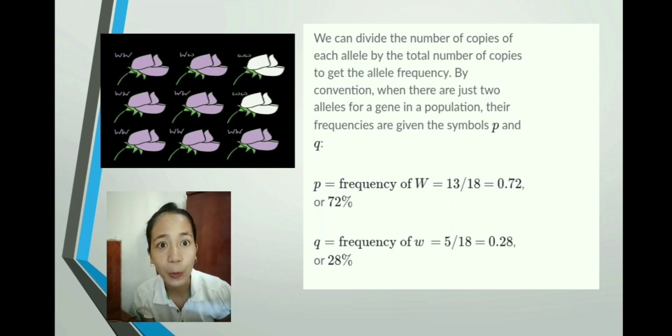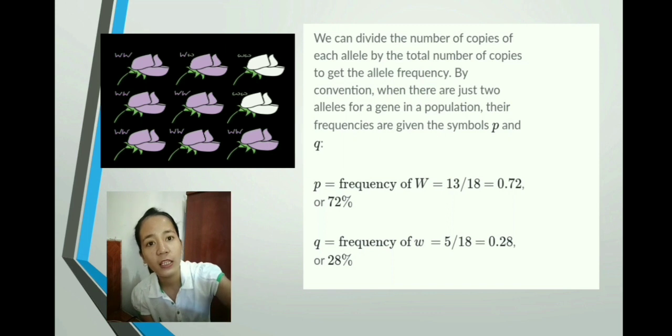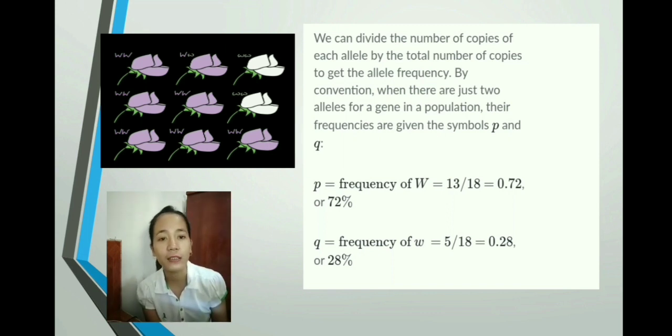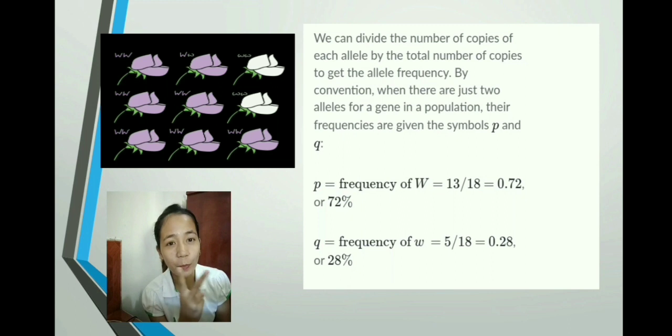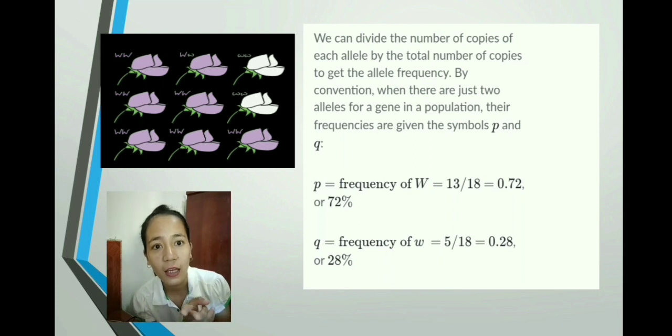So, makapangutana ka nganong 18 man. In the picture, there are 9 only. Because they count nila as individual alleles ang usa ka flower. Like a flower is adunay 2 pair of alleles, in which homozygous and heterozygous. So, ilan ang gi-count as 1. So, 2, 4, 6, 8, 10, 12, 14, 16, 18.